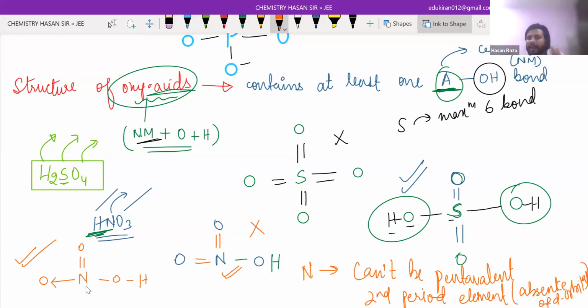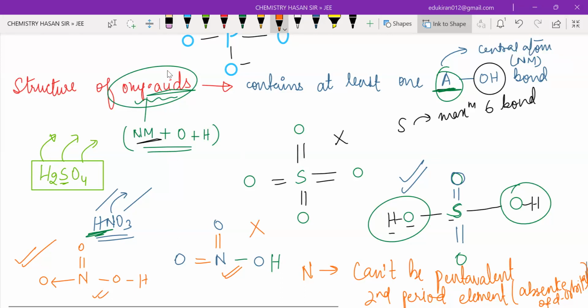If nitrogen makes 4 bonds, that means one of the 4 bonds will be your coordinate bond. So this is the structure of HNO3. Try it. You will get it after. This is the coordinate bond, N and O. This arrow basically shows your coordinate bond. Let me know when you are done with this.